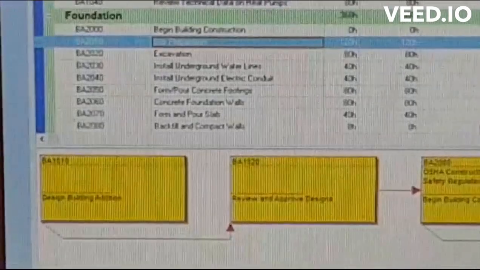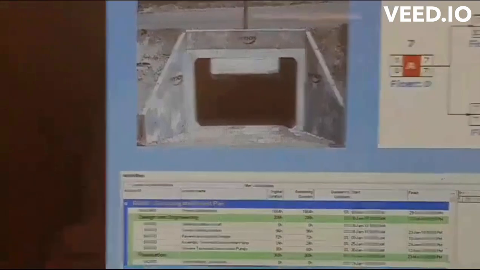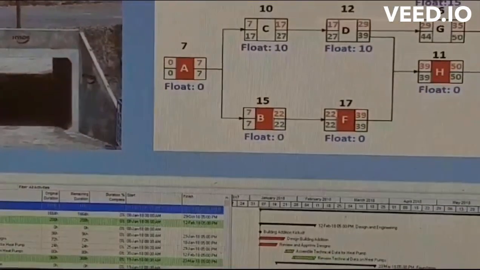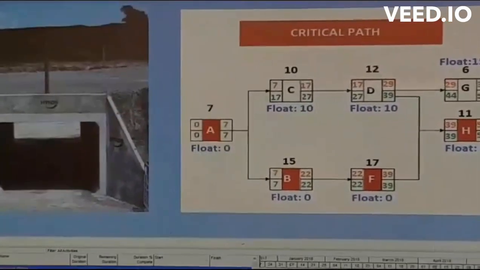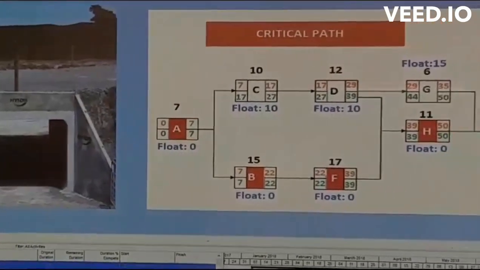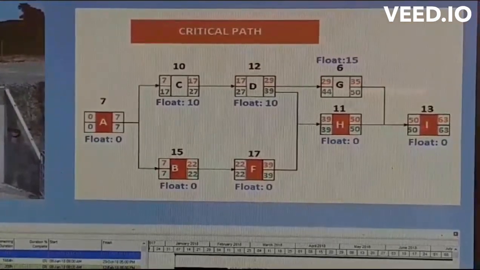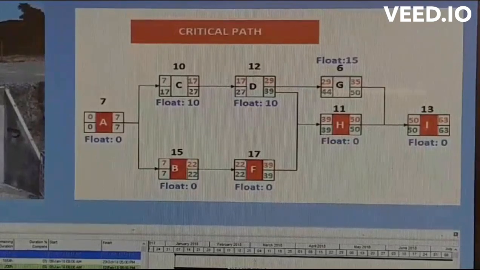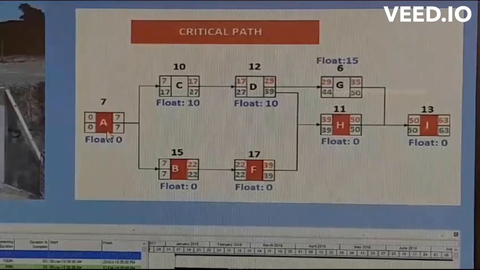And on the top you can see the manual network diagram. Okay, here you can see this diagram. So in this diagram you can see the critical path. The critical path is indicated by red color. The activities connecting the critical path are indicated by red color.